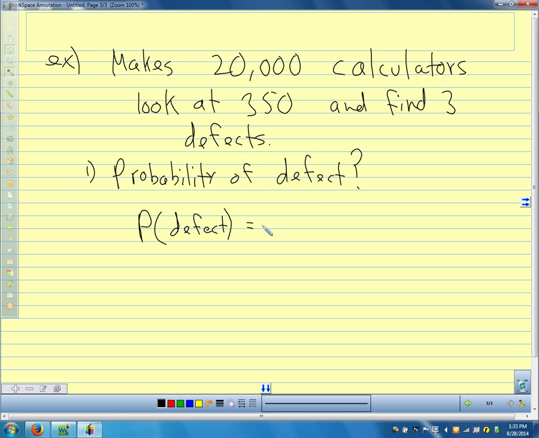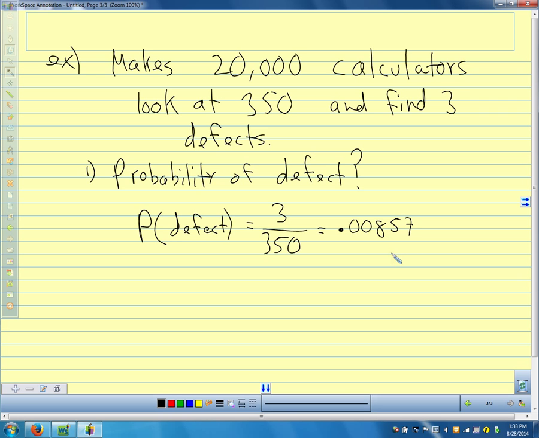So how many favorable outcomes do we have for defects? 3. And how many total experiments did we do? 350. That's our probability of a defect: 3 out of 350. We could turn that into a decimal. If I divide this in my calculator, I get 0.00857. So that would be our probability as a decimal. Definitely between 0 and 1.